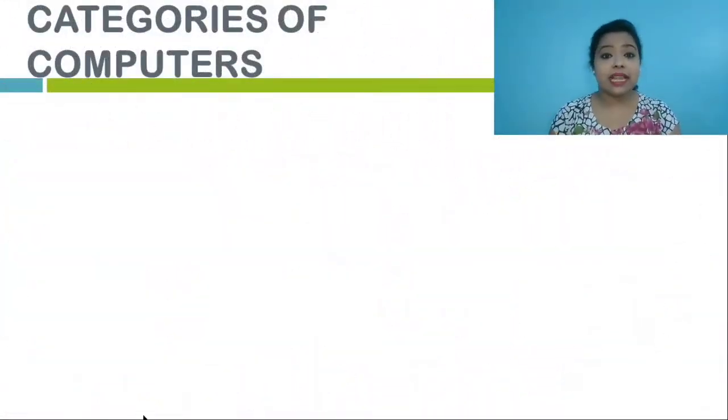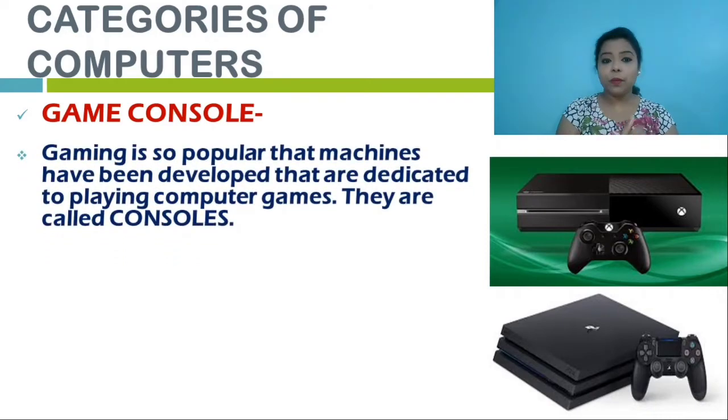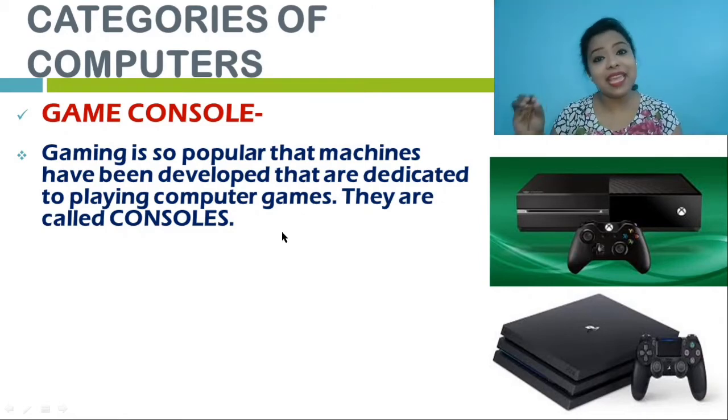So the next category of the computer is game console. Okay, this is one of the popular ones and many of the students like to play games. So game console is for that. So what is the purpose of this game console? You can see gaming is so popular that machines have been developed that are dedicated to playing computer games. They are called consoles. Okay, so PlayStations, PS3, PS4, PS5, these are the game consoles. Game consoles are dedicated for playing games only. Nothing else can be done here.